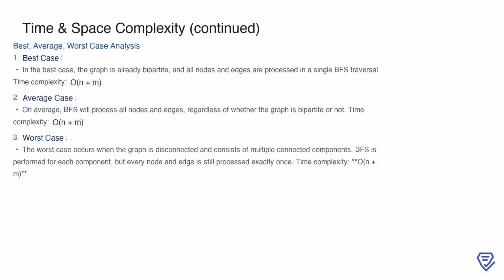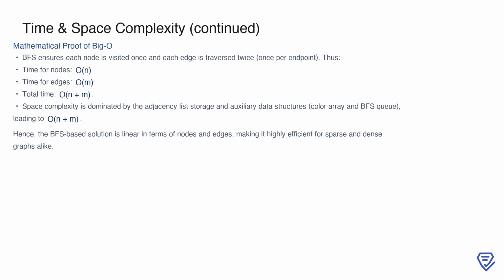Finally, in the worst case, the graph is disconnected and consists of multiple connected components. Here, BFS is performed for each component. However, even in this scenario, every node and edge is still processed exactly once, so the time complexity remains consistent at O(n + m). To solidify the analysis, let's look at the mathematical reasoning behind the big O complexity of the BFS-based solution.